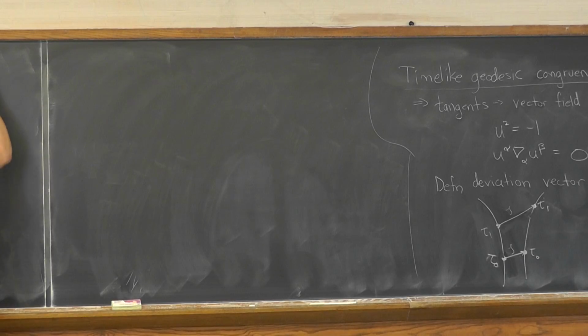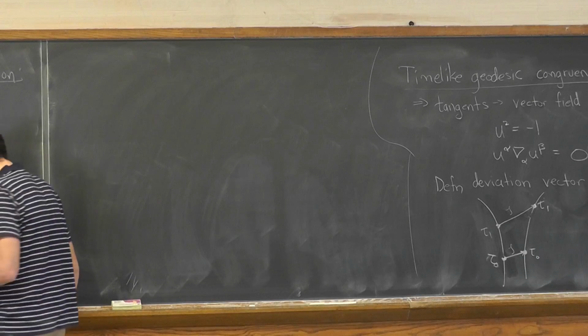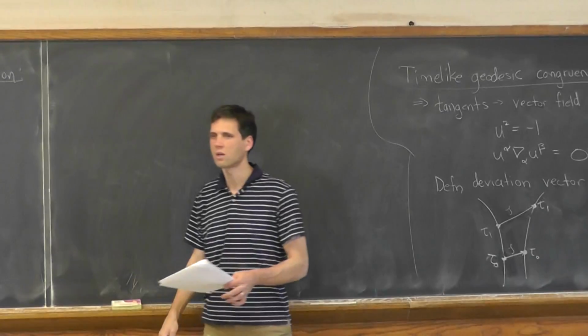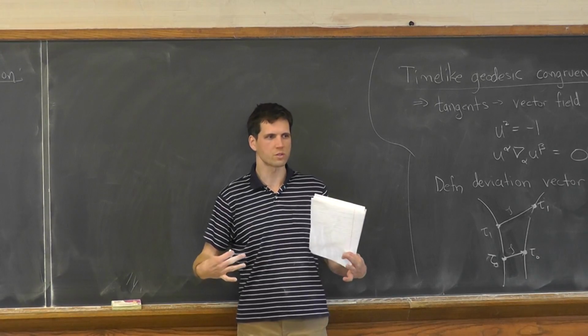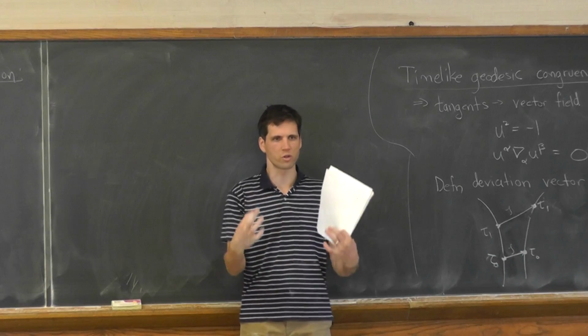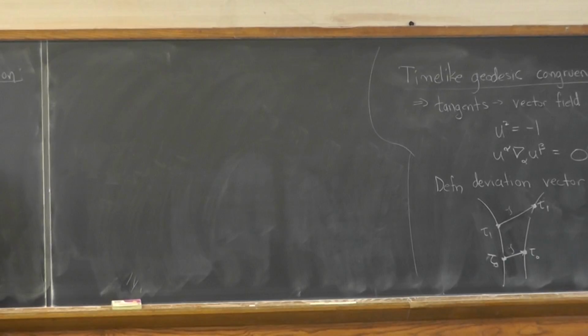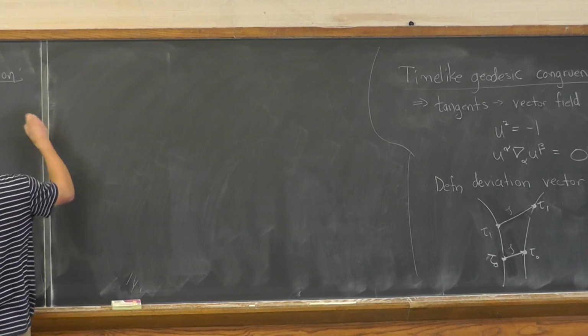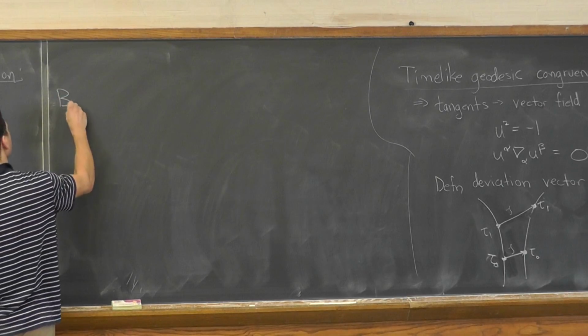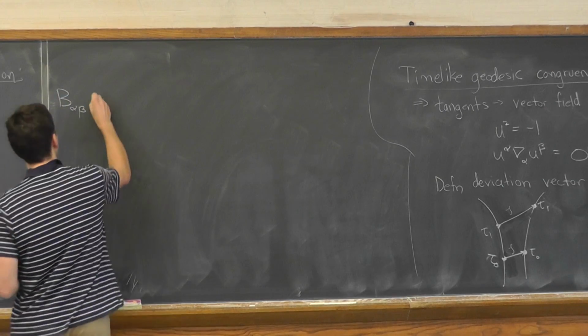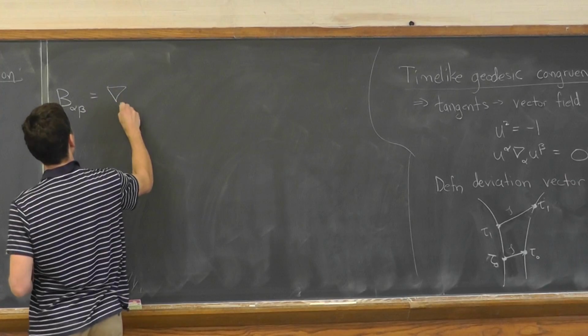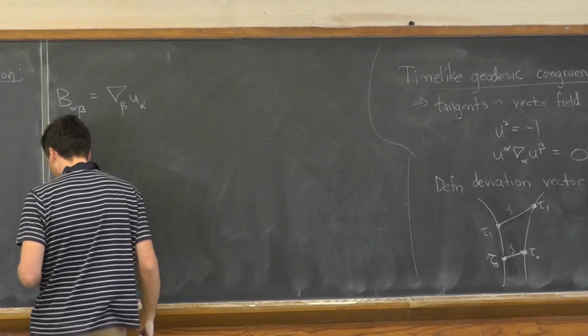So just as we did for the rubber sheet, we want to describe this congruence. We want to describe the time evolution of these curves, thinking of them as these atoms in the rubber sheet. So define B alpha beta is grad beta u alpha.